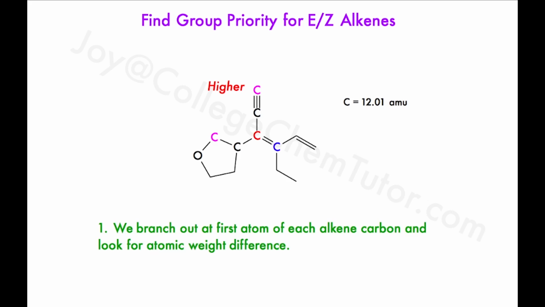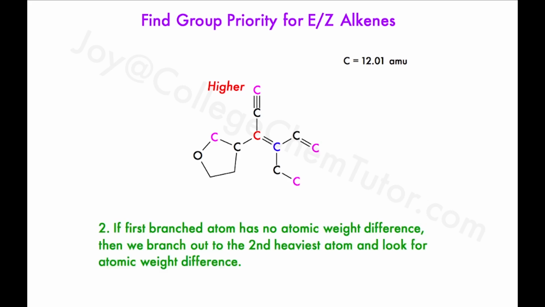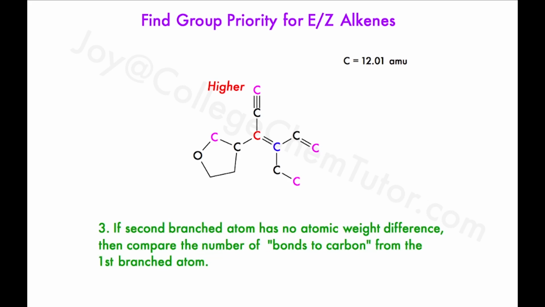I'm following the rules of branching out at the first atom from the blue alkene carbon, so we both have carbon and carbon, and the atomic weight difference is the same. Then we branch out to the second atom, and there's still carbon and carbon, which is highlighted in pink, and the atomic weight difference is still the same. So now we go back to step 3, which is to compare the number of bonds to carbon from the first branched atom, and that would be the black carbons. The top black carbon attached to the blue one has 3 bonds to carbon. The double bond counts as 2, and the bond to the blue carbon counts as 1. The bottom black carbon has 2 bonds to carbon, making the group at the top the higher priority.